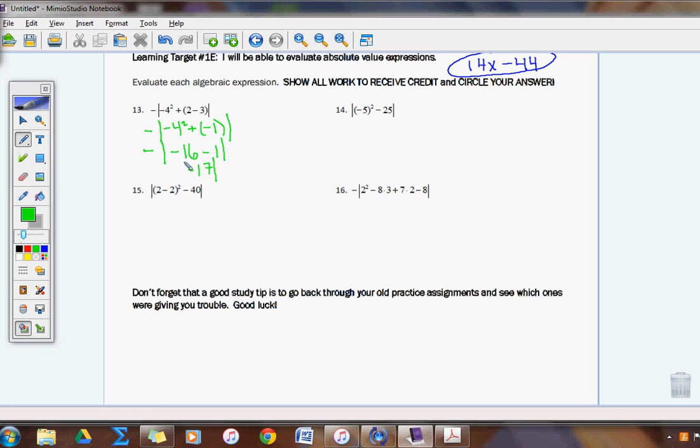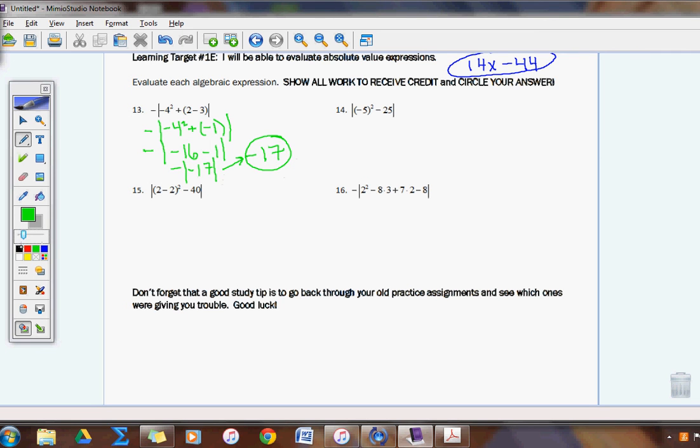These are not parentheses. They're absolute value bars. So what do they mean? It means how far is negative 17 from 0 on a number line? Hopefully you would say 17. But then this says, wait, you got to take the opposite of that answer. So the final answer is negative 17 in this situation.